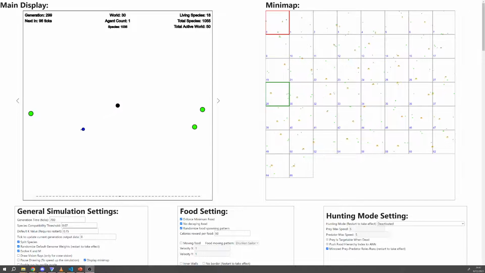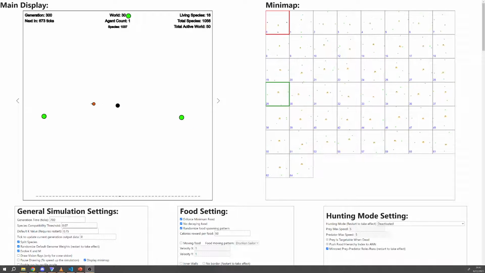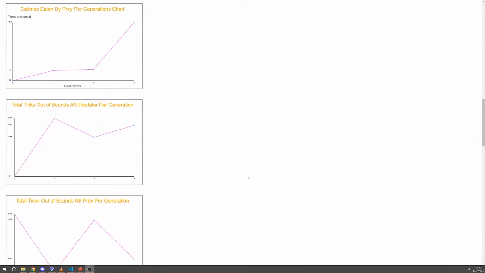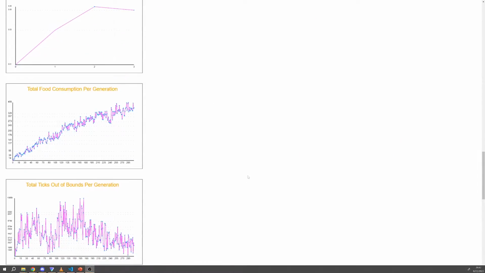Well, here we are at almost generation 300 now, and whoa, that one's a pretty speedy one. They're still doing quite well, and let's see if they're still improving their food consumption here. It looks like it's still kind of going up.